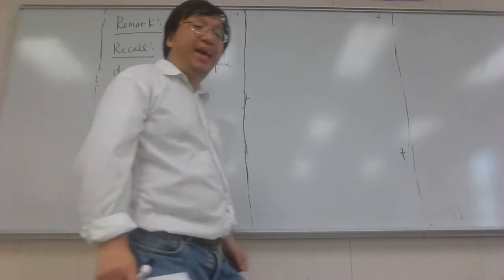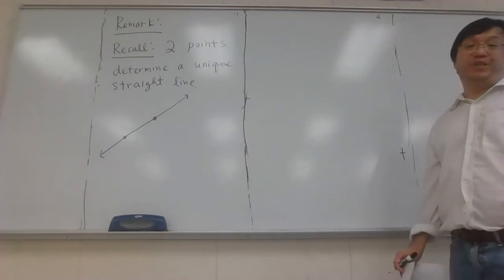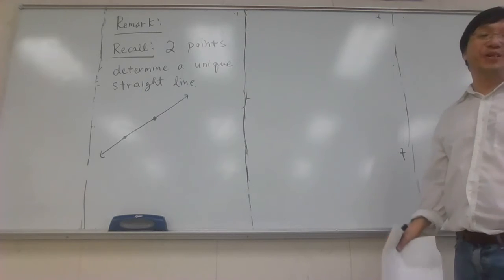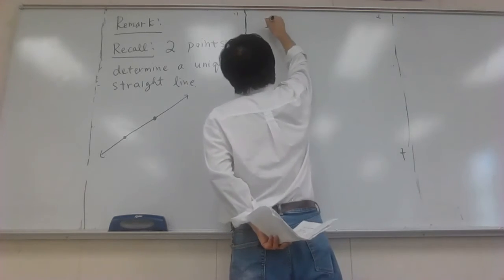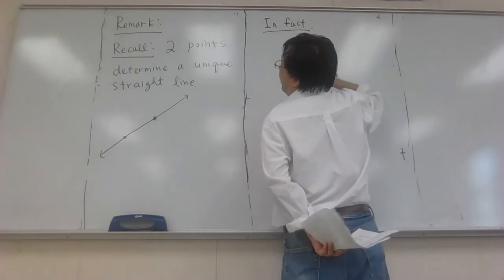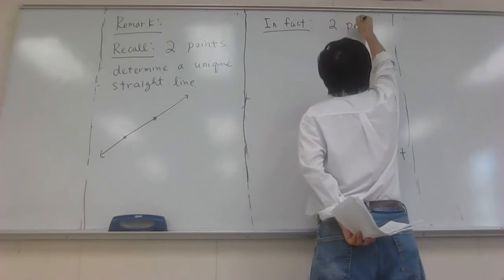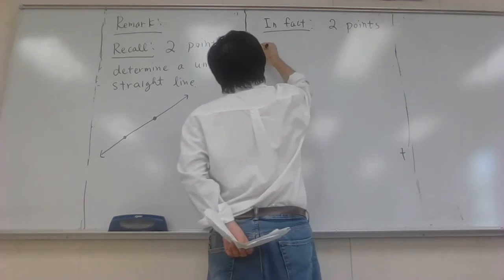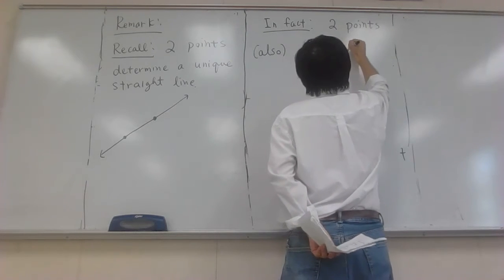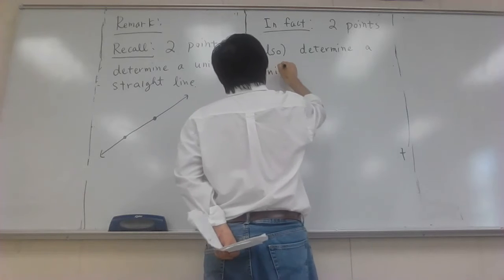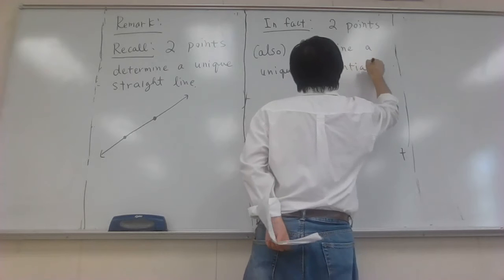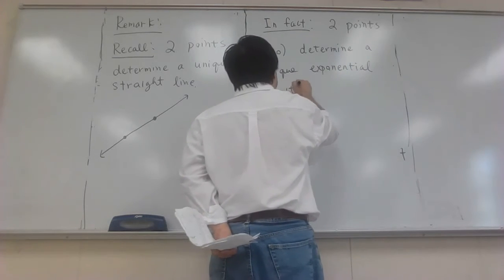However, it turns out that exponential functions are so nice that two points also determine an exponential function. So in fact, two points also determine a unique exponential function. Okay, this is a really nice property of exponential functions.